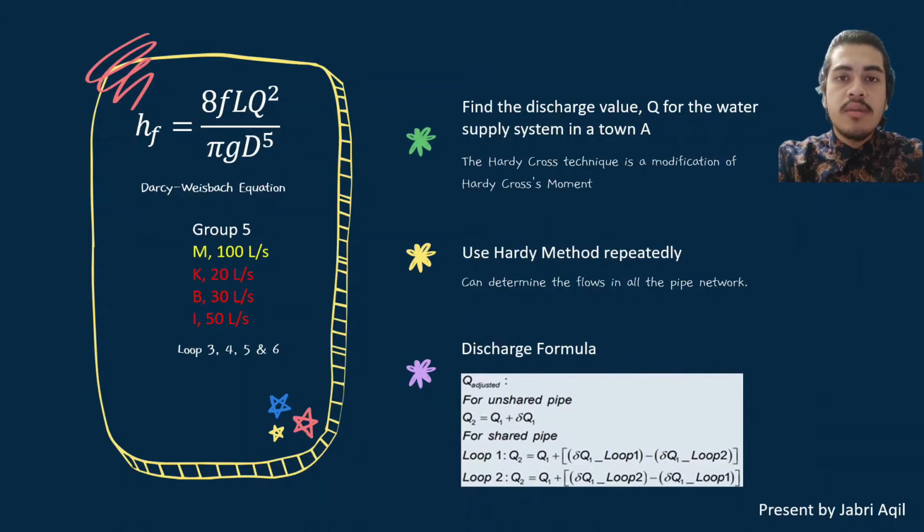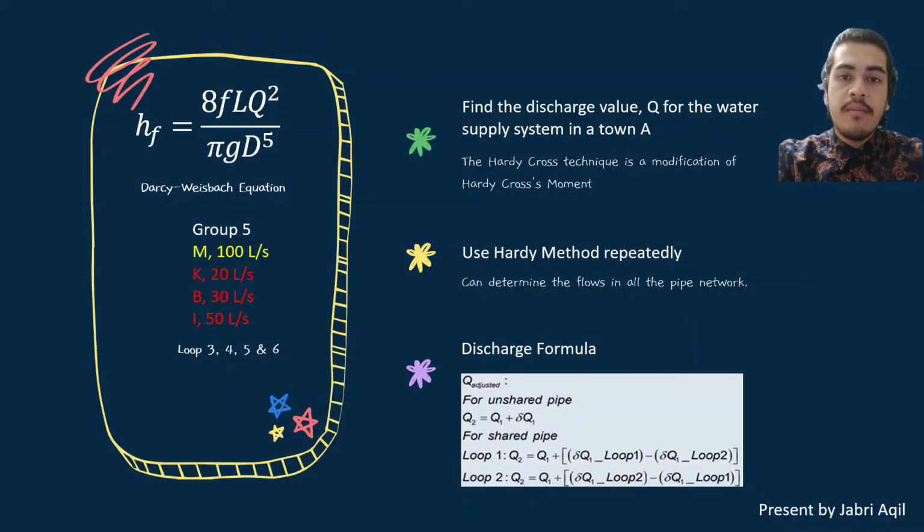The Hardy-Cross method is an iterative method for calculating the flow in the pipe system when the input and output flow are provided. Next, a little bit of history. The Hardy-Cross technique is actually a modification of the Hardy-Cross moment distribution, which was developed to determine the force in statically indeterminate structures.